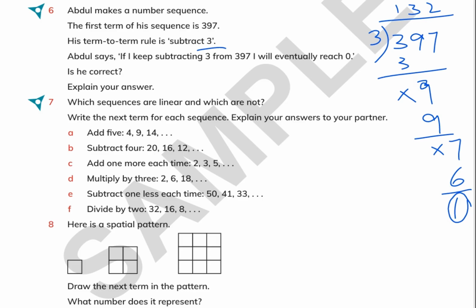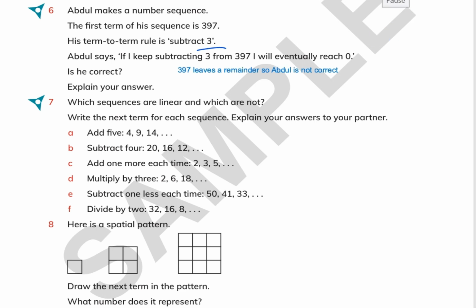If we did not have any remainder, then Abdul would be correct. But since we have a remainder, that is 1, Abdul is not correct, because upon subtracting 3 multiple times we will not reach 0. The final number will be 1, and if we subtract more, then we will reach -2, because then negative integers will start. So I have written this answer for you. Now let's move to the next question.